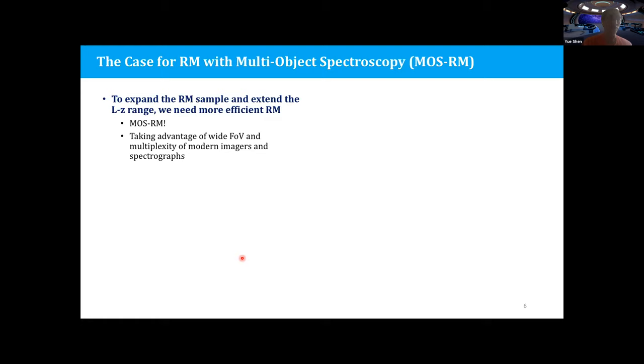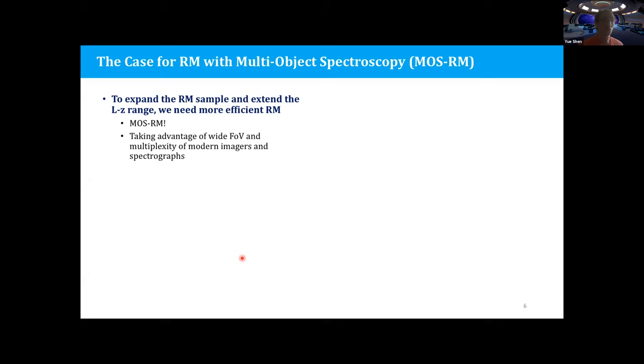So the solution to many of these problems is to expand this RM sample and to extend its range. To do so, we need much more efficient reverberation mapping, because it took a long time to compile this previous sample of 60 or 80 RM AGN in the local universe. That took more than several decades. So enter MOS-RM, reverberation mapping with multi-object spectroscopy, where we simultaneously target or monitor hundreds or more quasars at the same time with spectroscopy, taking advantage of the wide field of view and the multiplexing of modern imagers and spectrographs.